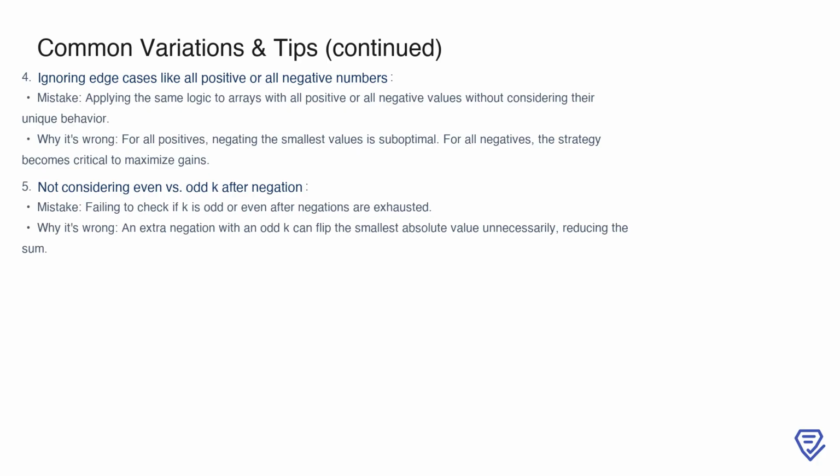For instance, if all numbers are positive, simply negating the smallest values can be counterproductive because it reduces the sum rather than maximizing it. On the other hand, with all negatives, thoughtful negation becomes crucial to make the most significant gains. Additionally, it's important to consider whether k is odd or even after performing all possible negations. If k is odd, the last negation flips the smallest absolute value, which can inadvertently decrease the sum. Recognizing and addressing these nuances will ensure a more robust solution.